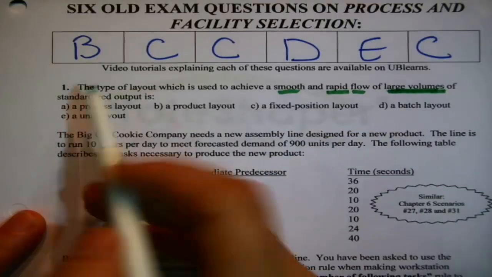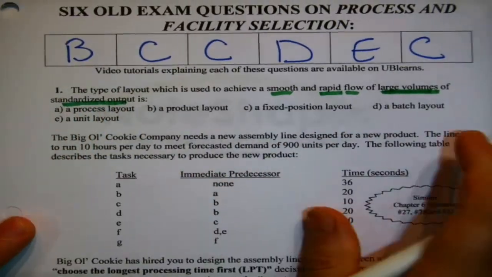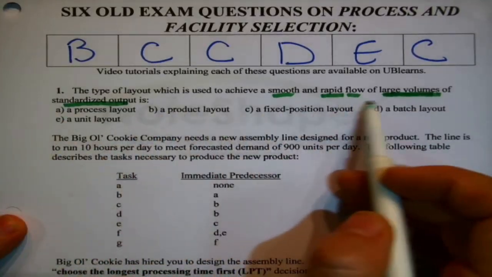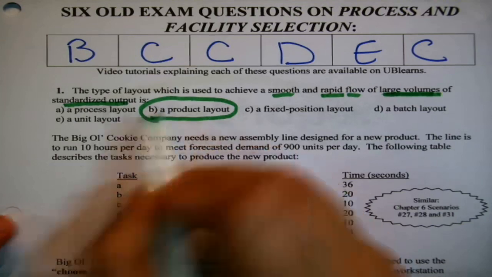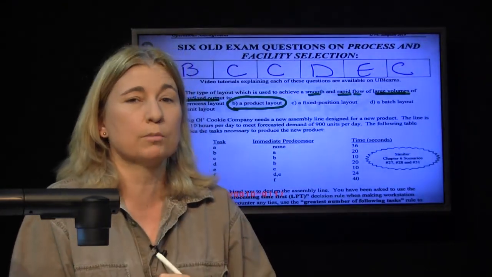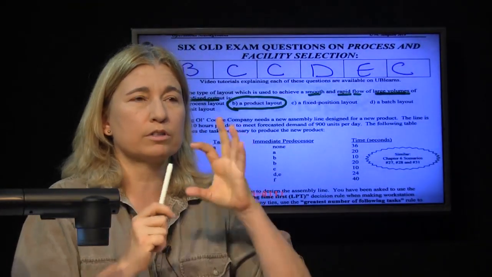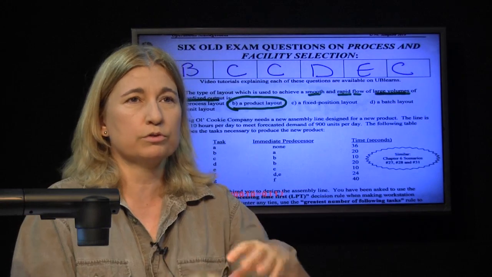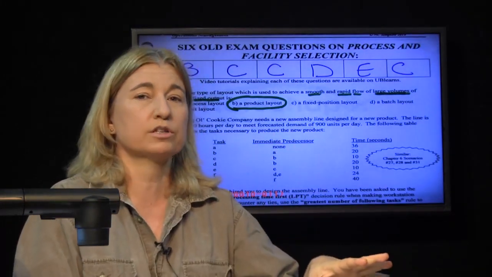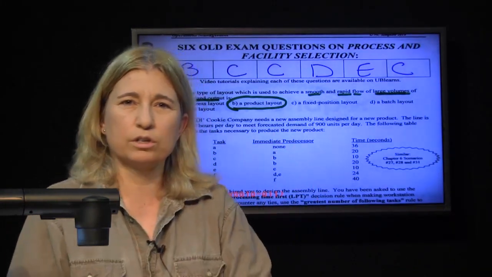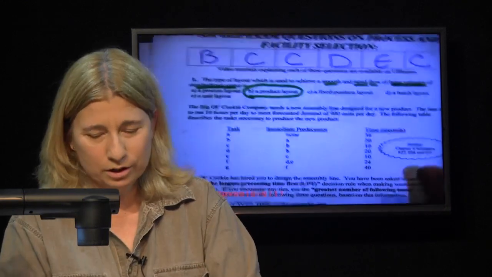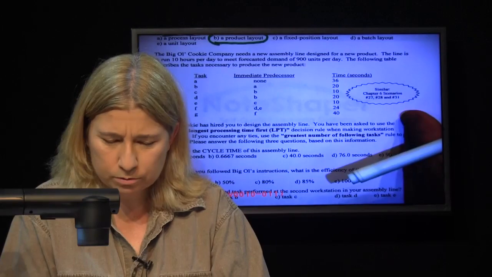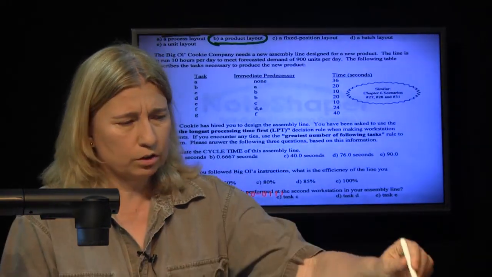Large volume of, oh wait a minute, standardized output is, right, of all of these, product and process are the hardest to keep apart in terms of terminology in our mind, but remember it is a product layout that produces large volumes of standardized product. Think of it as it's devoted to the product. Okay, now how do you design a product layout? That's what the next set of questions is about. All right, let's take a look.